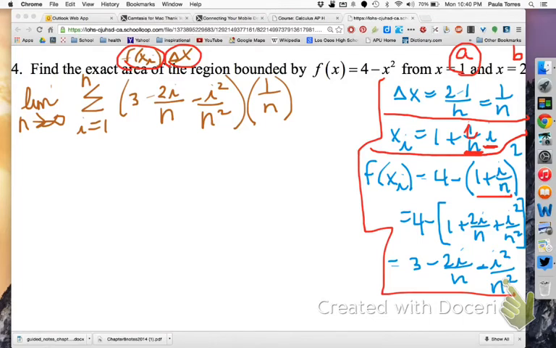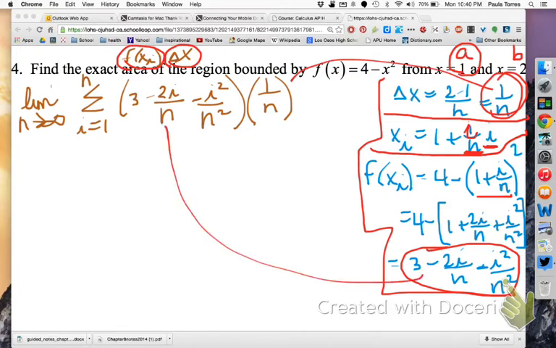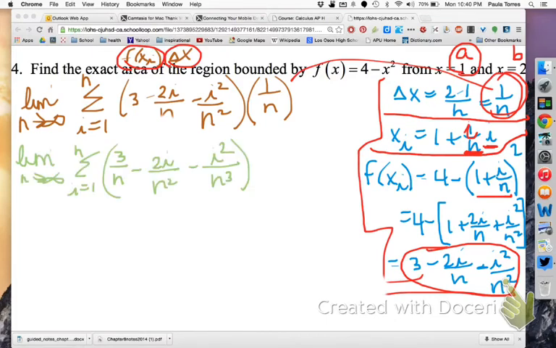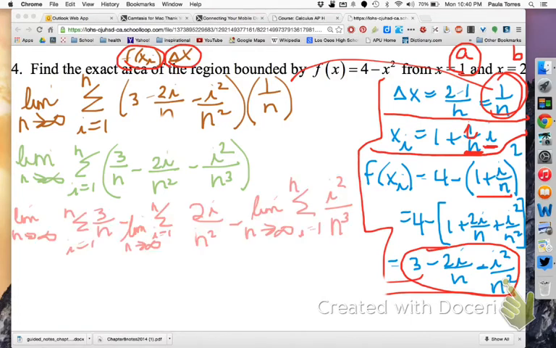So now I took f of x sub i times delta x. So there they are. Okay, so I'm going to get rid of those parentheses by multiplying that out. See if you got that. And then I can start splitting them. So make sure you have limit on each of the terms. Make sure you have sigma on each of the terms. And then I can pull out anything that's not an i.